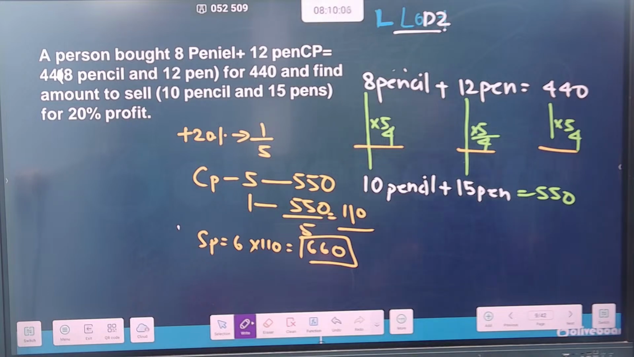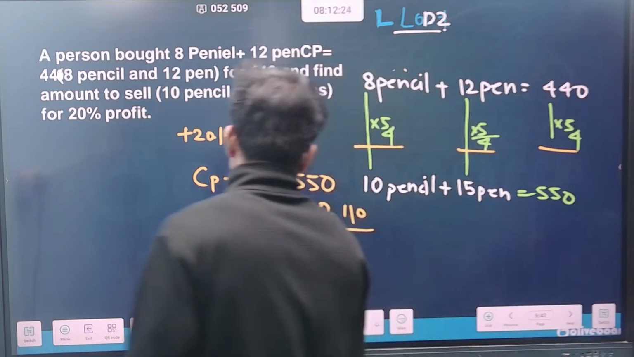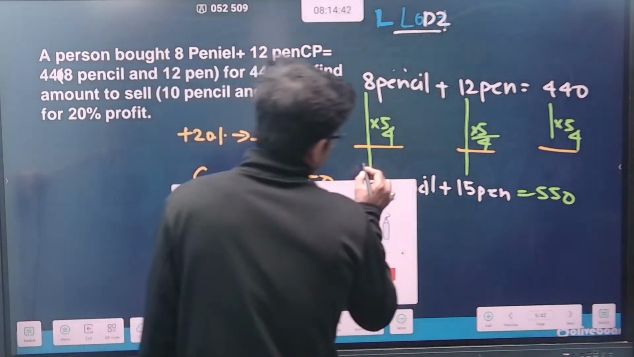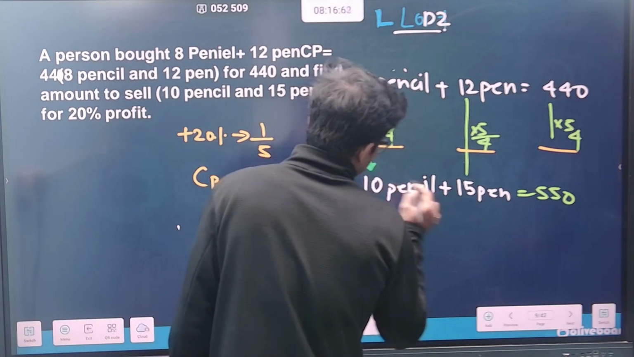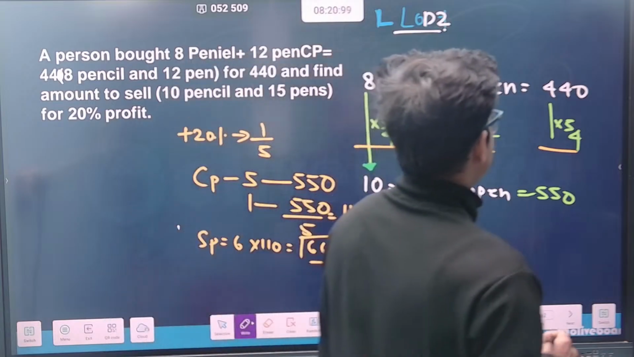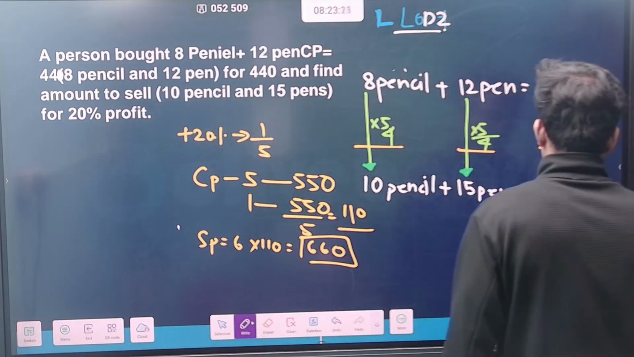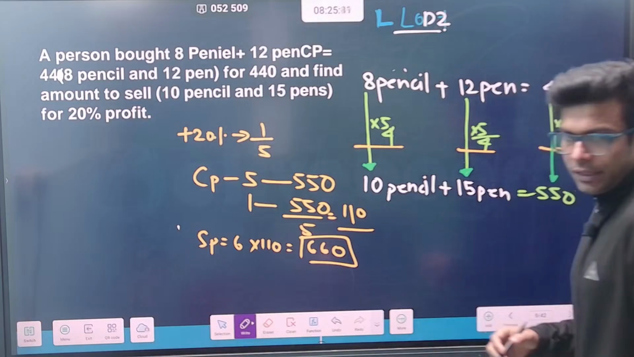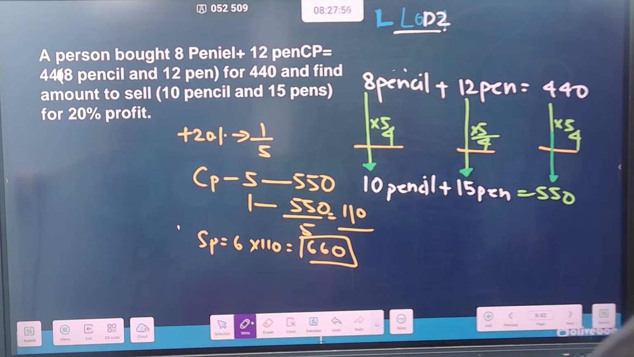Have you understood how I have solved this question? Very important, everyone. Have you understood or not how I have solved this question? Very important. I think all of you should understand the logic of solving such questions. As I said, these are again previous year questions.